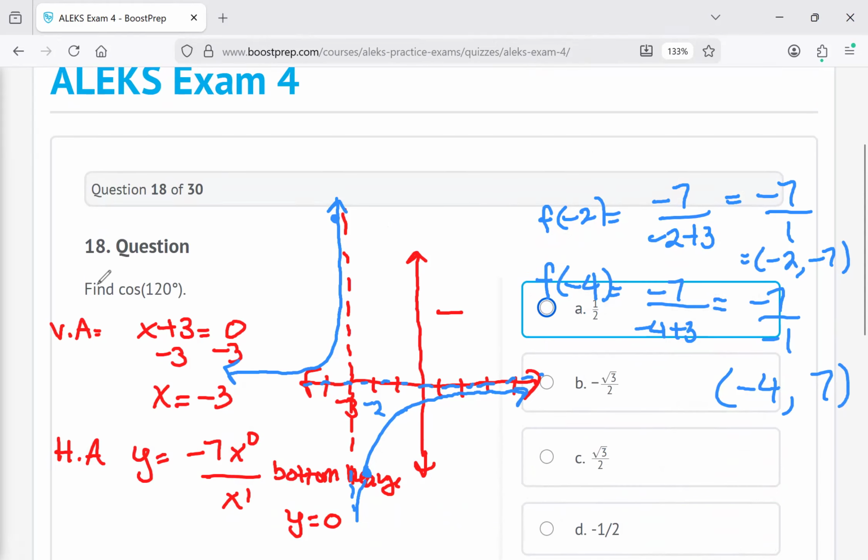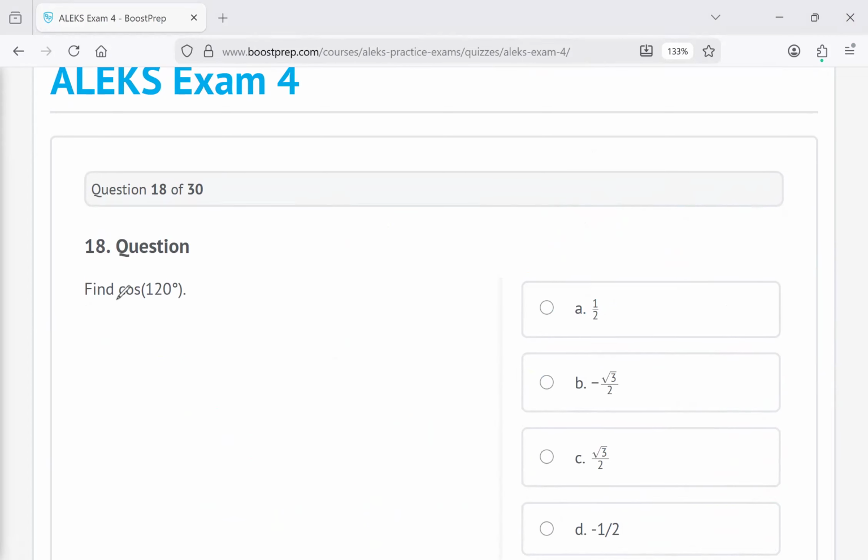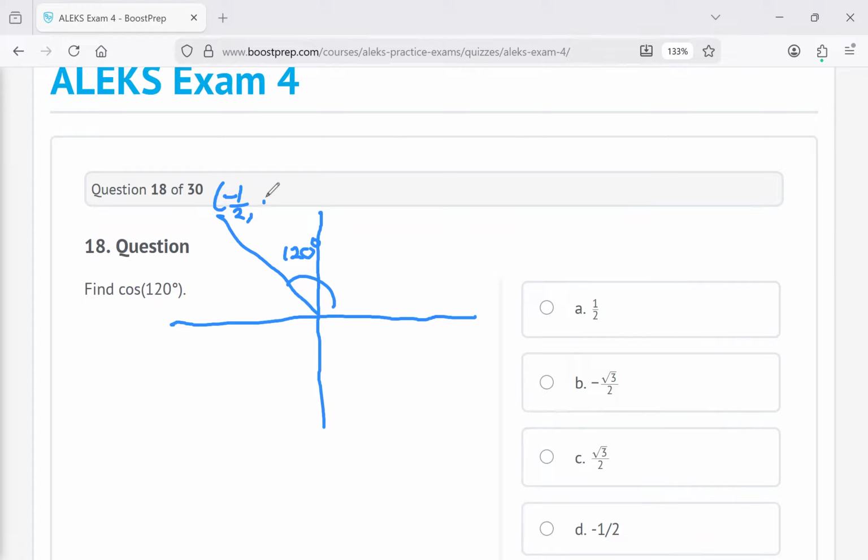Okay. Question 18. Find cosine of 120. So this is a trig problem. What you got to do is locate 120 degrees in the unit circle. So 120 degrees is a degree within the unit circle. It's right here. And what you got to do is figure out the coordinates of 120. So 120 has an x coordinate of -1/2 and a y coordinate of radical 3/2, right?